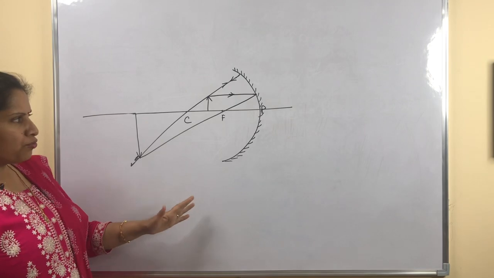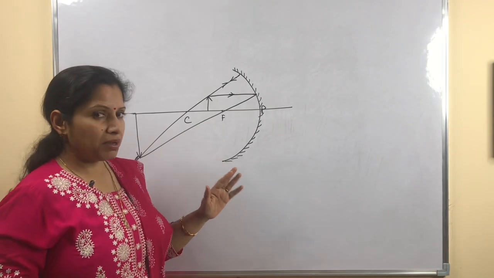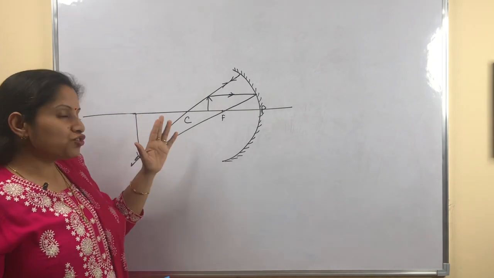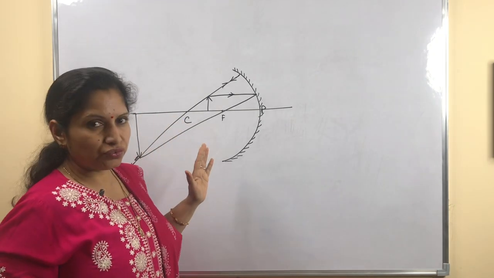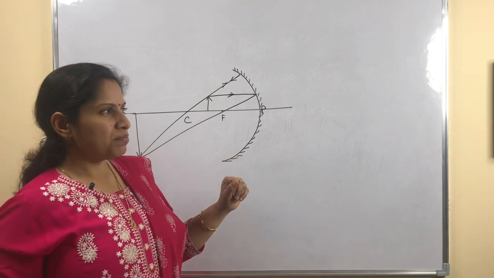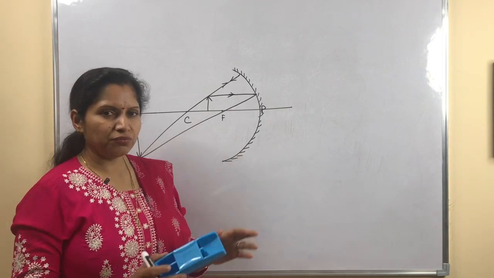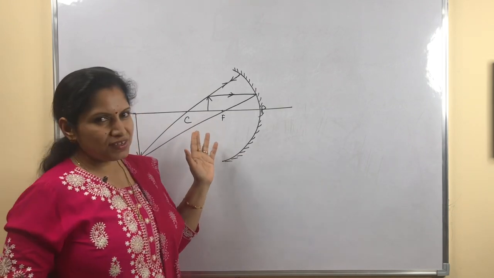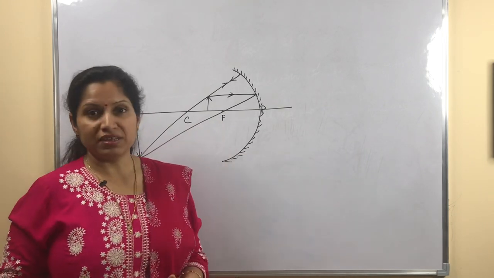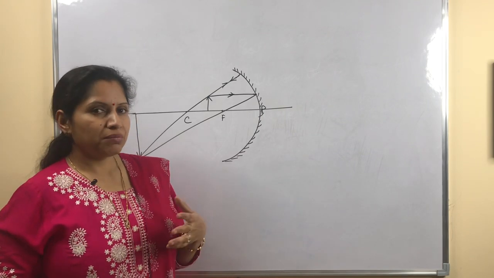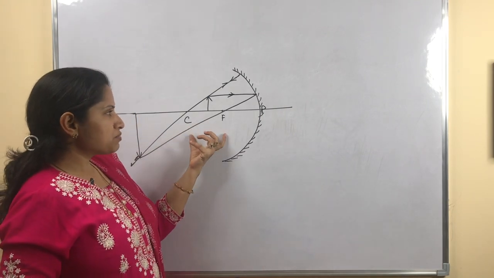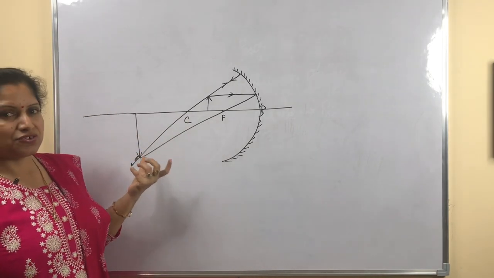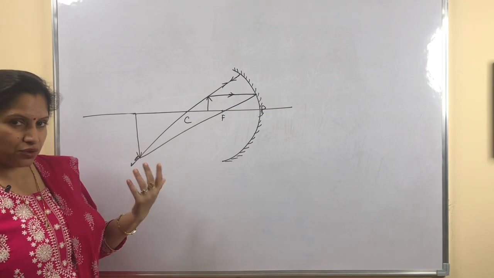When drawing this ray diagram, just remember one thing: leave enough space for the image to be formed beyond the center of curvature. Sometimes it happens that students just draw the ray diagram very close to the margin of the paper and they are not left with enough space to show the rays actually meeting each other. So remember that whenever the object is placed between focus and center of curvature, the image is formed beyond the center of curvature. So just leave some space for that.